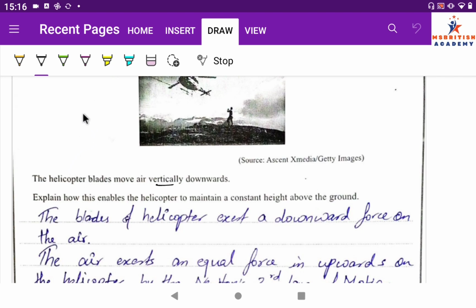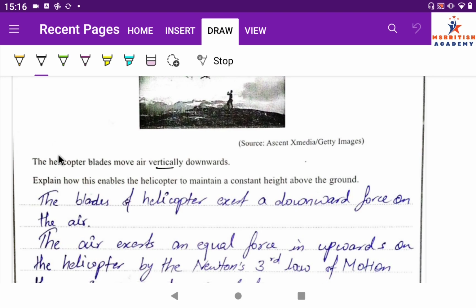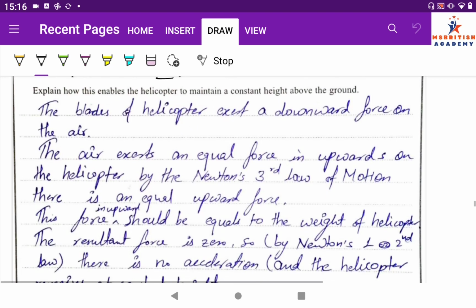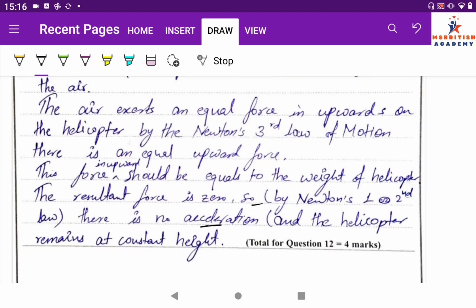the air exerts an equal force upward on the helicopter by Newton's third law of motion. This upward force should be equal to the weight of the helicopter. The resultant force is zero. So by Newton's first law and second law, there is no acceleration, and the helicopter remains at constant height.